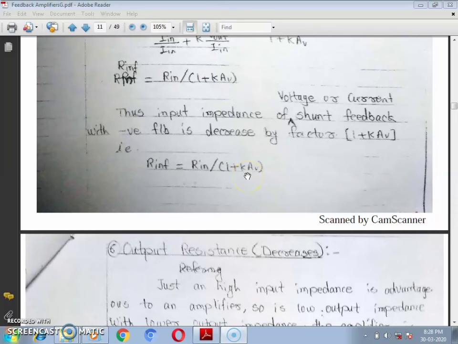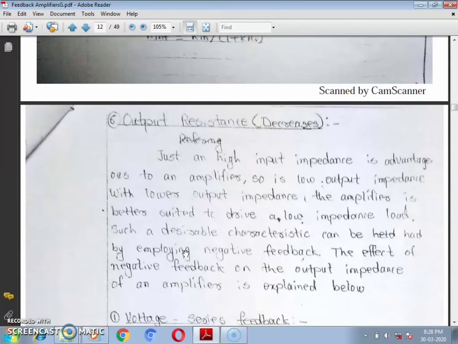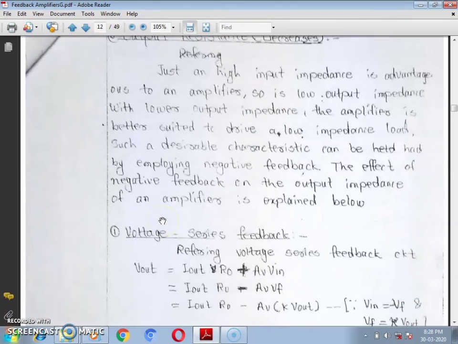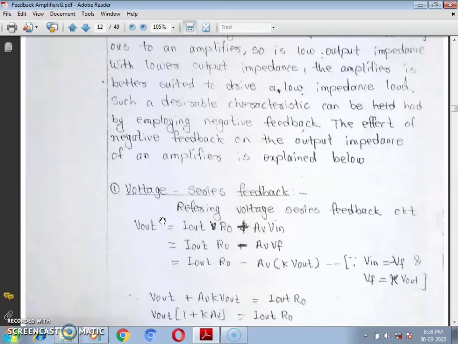Now next we will go for the output impedance. With negative feedback, the output impedance is decreased. How? That we have to consider by considering a number of configurations. Firstly, we will go for the voltage series configuration.